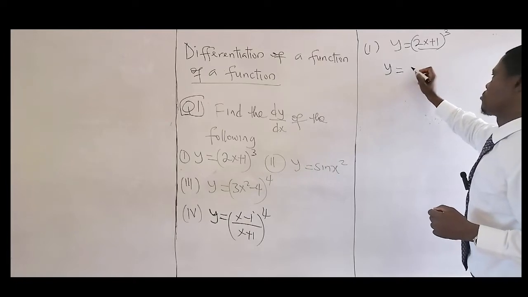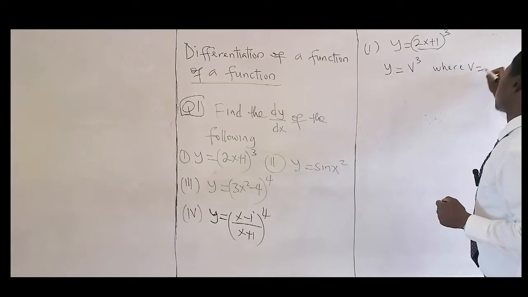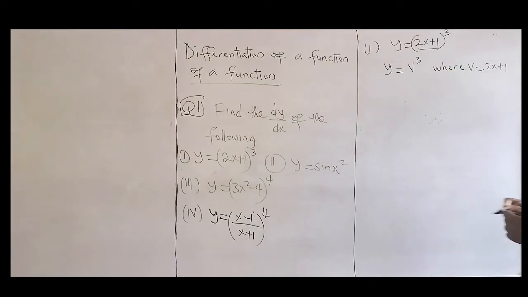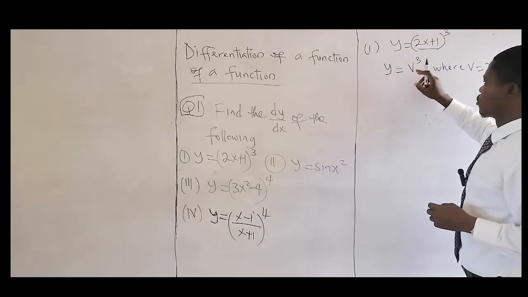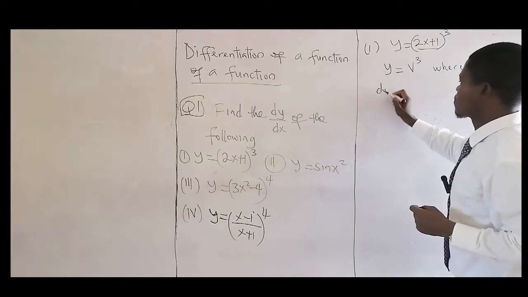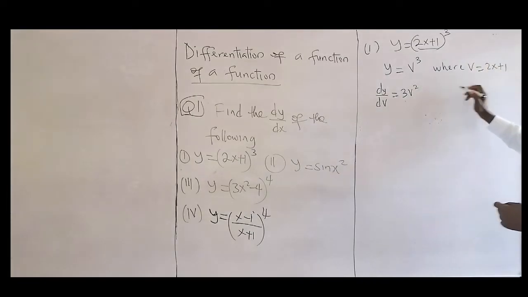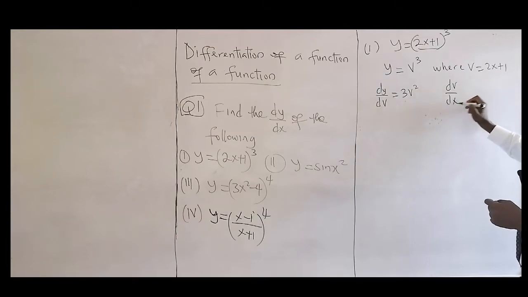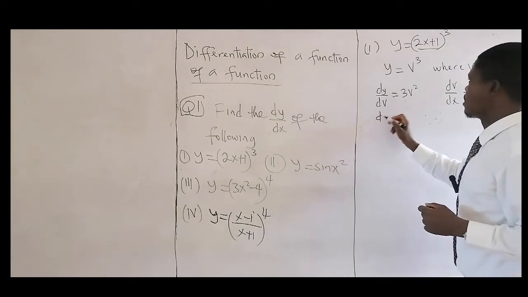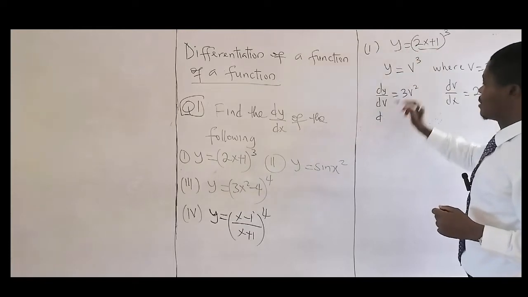Let y be equal to v to the power 3, where v is equal to 2x + 1. We're giving the base a letter. Then y now is a function of v, and v is a function of x. So I'm going to get dy/dv, which is 3v squared, and I'm going to get dv/dx, which is 2. Then my dy/dx now, because the function is a function of x, I'm going to get dy/dx.